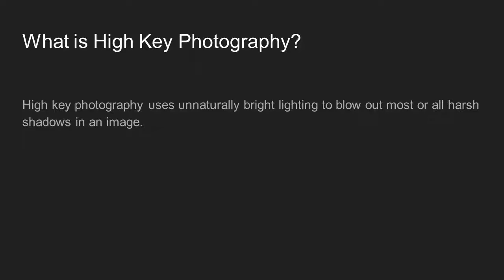So how was it done? It was done with a theory and a process called high key. High key photography uses unnaturally bright light to blow out most of the harsh shadows in an image. Really perfect for product photography, perfect for portraiture, but looking at the background, they're saying it's blown out. So just be careful that the background is blown out and not the subject. And we're going to look at different techniques for how to ensure that you're blowing out the background and not your subject.